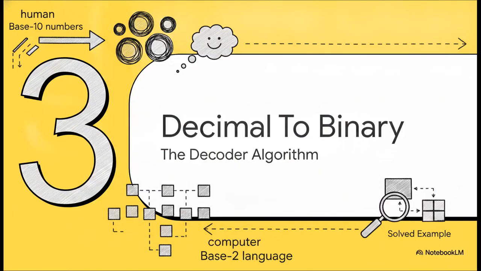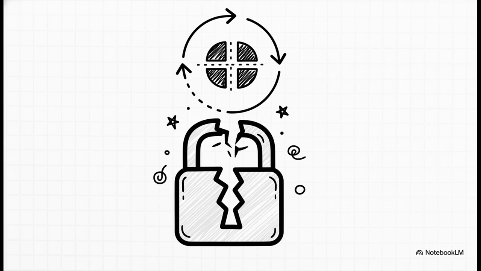Okay, let's get into the math. Section 3, converting decimal to binary using the decoder algorithm. To actually pull off this translation, we use a code-breaking algorithm known as the repeated division method. Now, I know that sounds highly technical, but I promise you it is actually an incredibly straightforward and elegant process. Because we are converting our numbers into a base 2 system, the number 2 is going to be the absolute star of the show here.